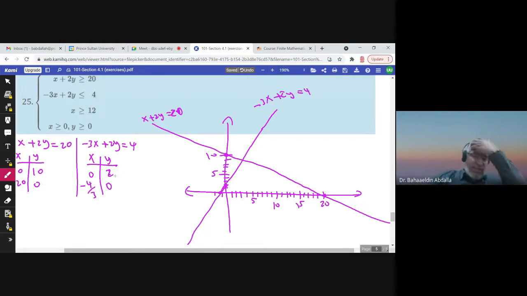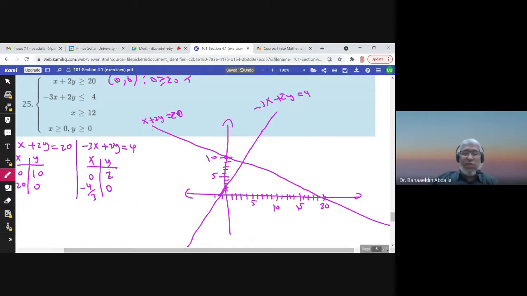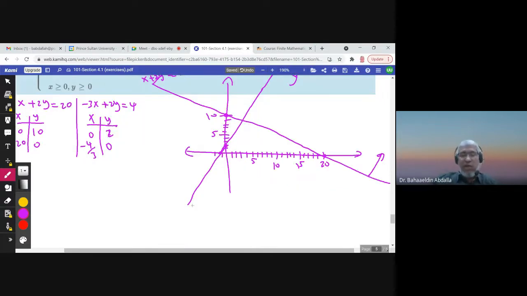So where is the region? Let me check 0, 0. 0, 0 does not belong to anyone. So 0 plus 0 greater than or equal to 20 is not correct. So 0, 0 does not belong to the graph, which goes in this direction. The other equation, 0 plus 0 is less than or equal to 4, that's correct. So 0, 0 is in the region, so it is here, because 0, 0 belongs to this half.